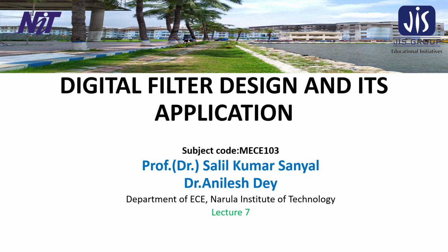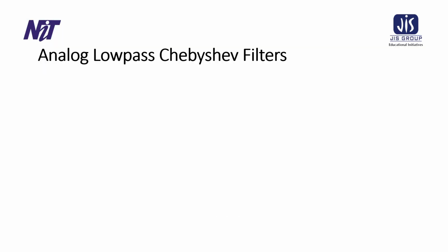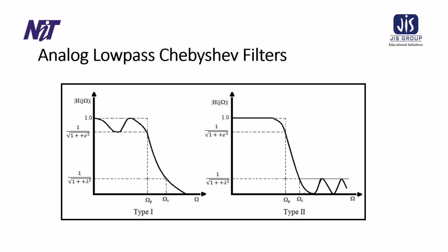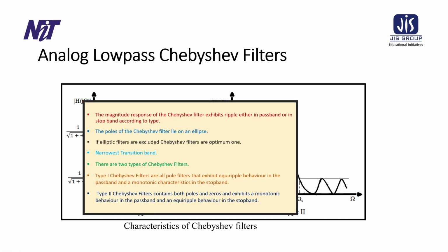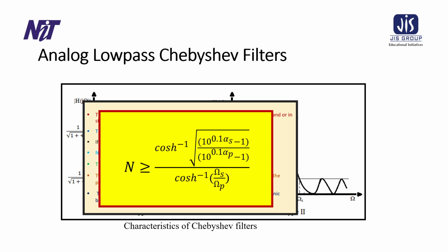This is lecture 7. In the previous lecture, I had already discussed the characteristics of the Chebyshev filter, where I explained that in the type 1 Chebyshev filter, there is equiripple in the passband and monotonic in the stopband. In the type 2 Chebyshev filter, there is monotonic in the passband and equiripple in the stopband.